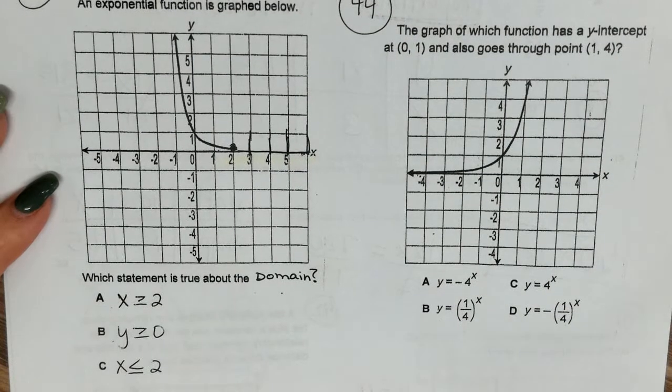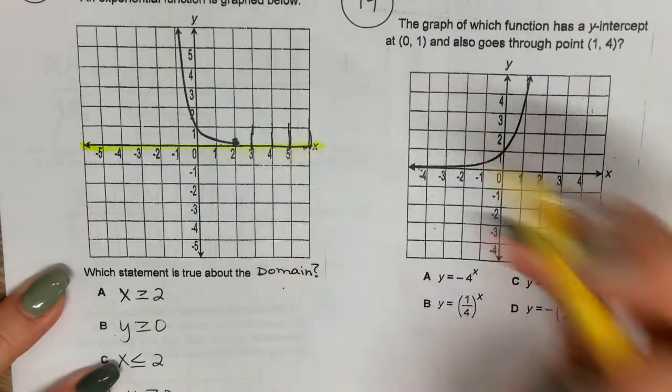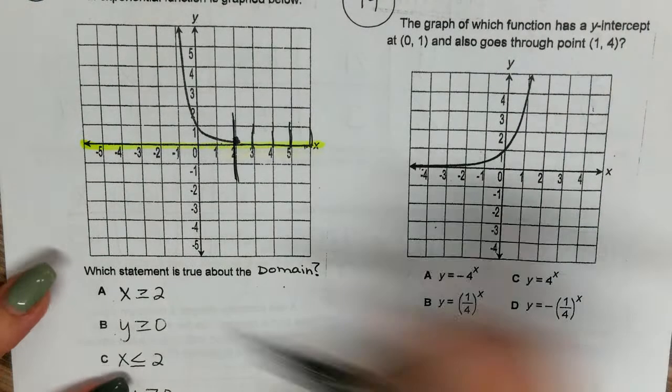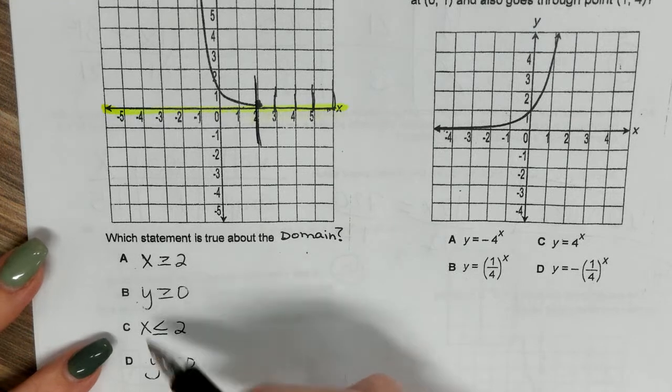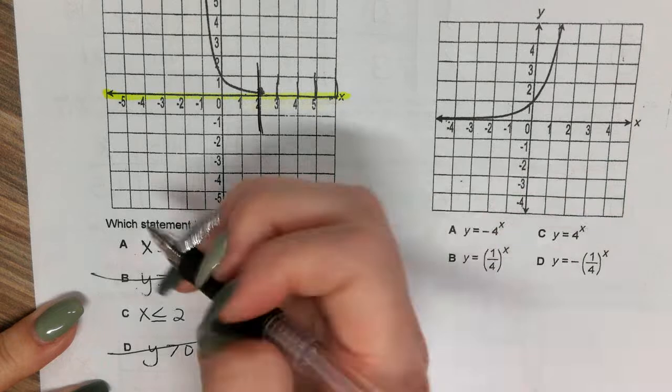Number 43, what's true about the domain? What is the domain? All right, so I go to the x-axis. What's the highest point? And then it goes to the left, which means it's less than. All right, so what can I mark out because domain has nothing to do with it? B and D. And it's less than because it's going to the left.